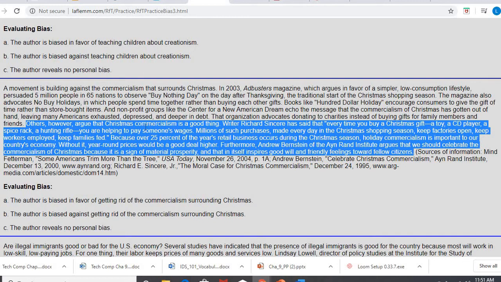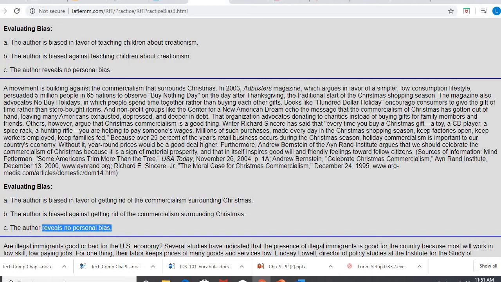In this section, and you can kind of tell they're almost equal, which isn't a scientific way of doing this, but they're almost equal in the amount of time they spend. This section says, wait a minute, it's actually a good thing that we do this. We should keep doing this. So this is an example where there is no bias.